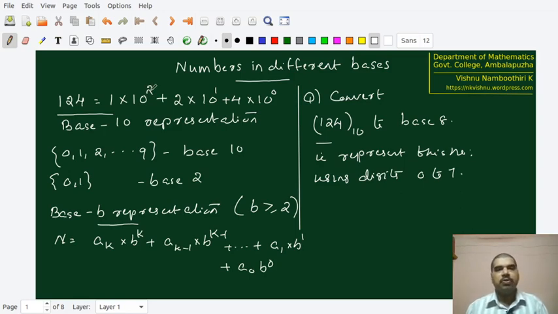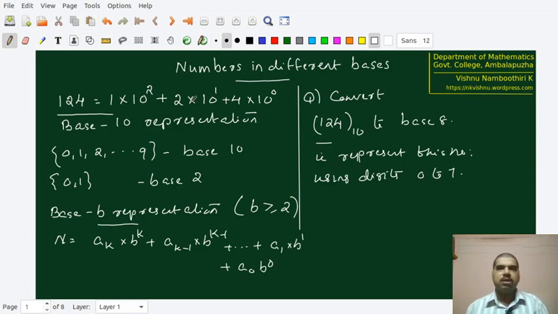Just say that if you are taking 1 into 10 square, that's 100, and if you remove that 1 into 10 square, 100, then 24 is remaining. Now find the largest 10 power that can be accommodated in 24. After that, we get it to be 2 into 10 raised to 1. Just remove that 2 into 10 raised to 1, which is 20, and therefore 4 is remaining. Therefore, the largest 10 power that can be accommodated in 4 is nothing but 10 raised to 0, and therefore the remaining is 4 into 10 raised to 0.